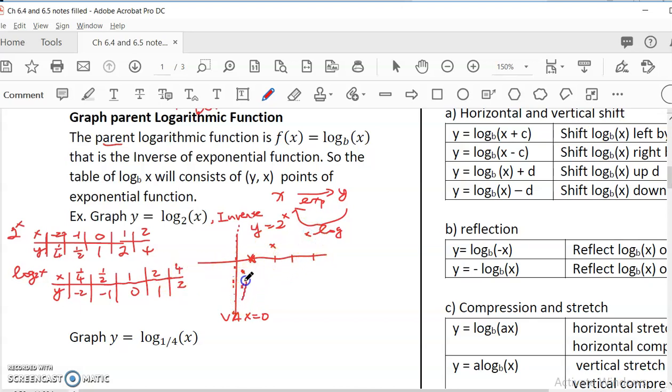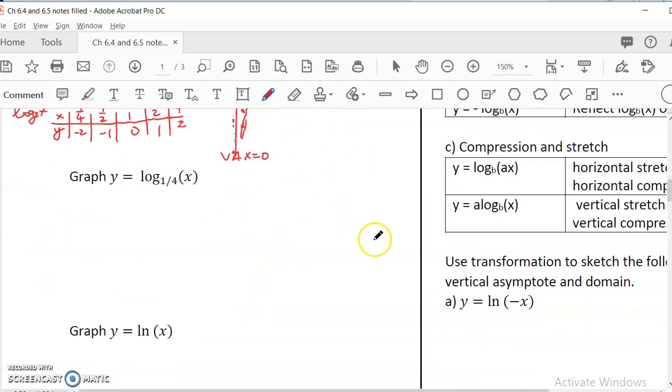So it increases really slowly. Increases really slowly like that. Okay, it never drops back, but it is always increasing. So try another one. What about if the base is just log base 1/4 of x?